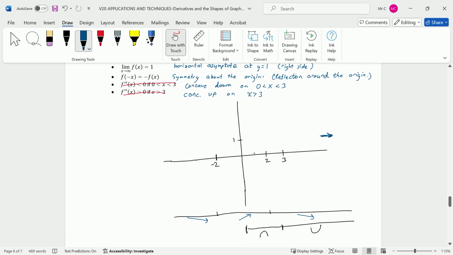So here we're increasing from 0 to 2. And then we're decreasing. So we need to be above this tangent line so that the function can decrease towards that tangent line. And it also needs to be concave up starting from x equal to 3 onward. So it's concave up here, and then it should be concave down on this interval.